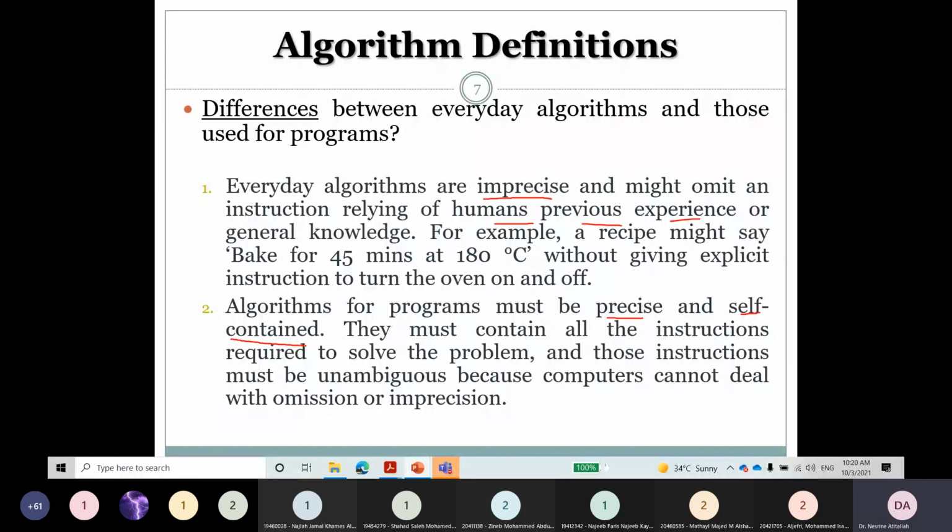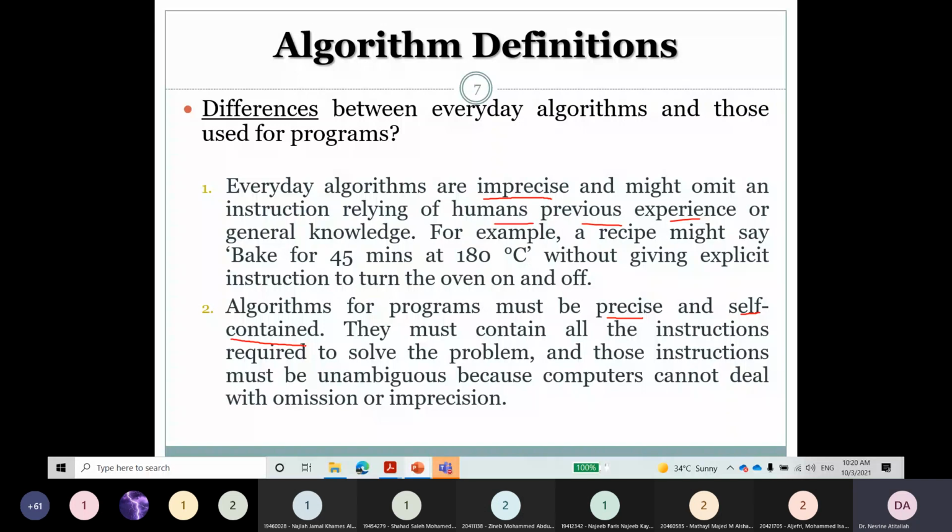So this is the main difference between the everyday algorithms and those used for programs. The algorithms used for programs must be precise, must be self-contained. Be sure about that, self-contained. So whenever you need, for example, to test a list, you need to create this list.